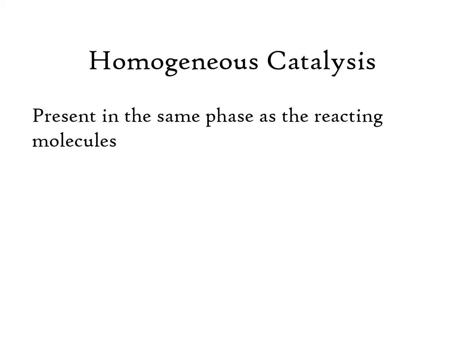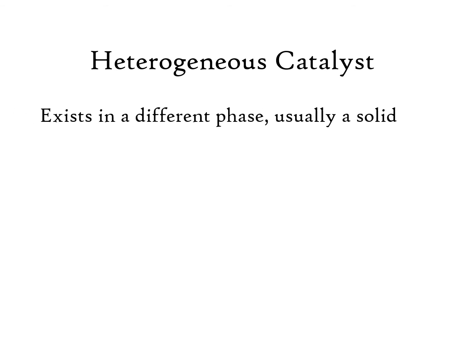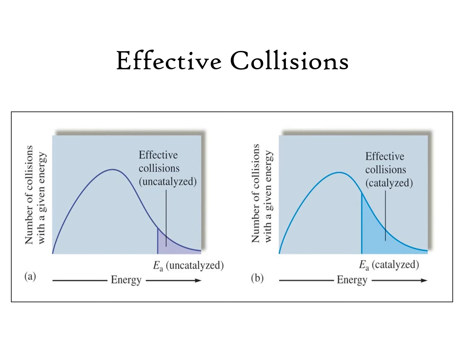A homogeneous catalyst, or catalysis if you would like, is just present in the same phase as the reacting molecules. If you have gases, your catalyst is in the gas phase as well. Heterogeneous, you just have it in a different phase. Usually a solid is what we see. A catalyst makes the reaction have more effective collisions.